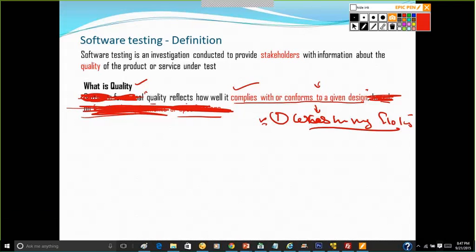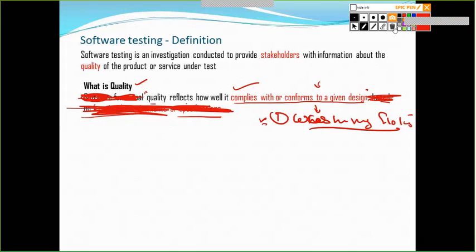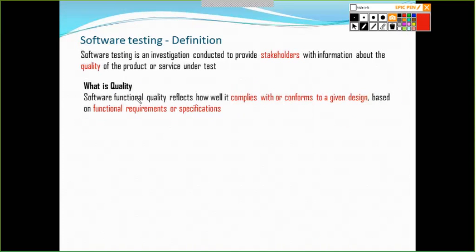Okay. Now let me clean it up. Now just map up the software to it. The software functional quality reflects how well it complies with or conforms to a given design based on the functional requirement or specifications. What do you mean by functional requirement? I just told we spoke about requirements.